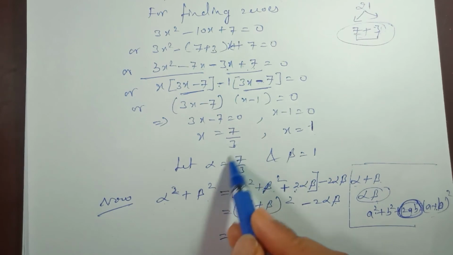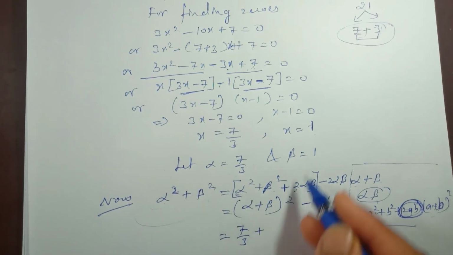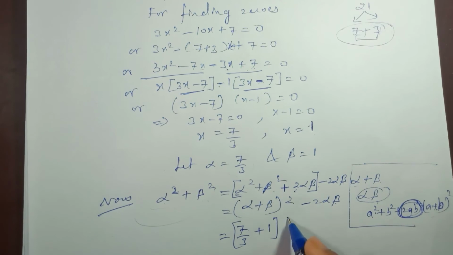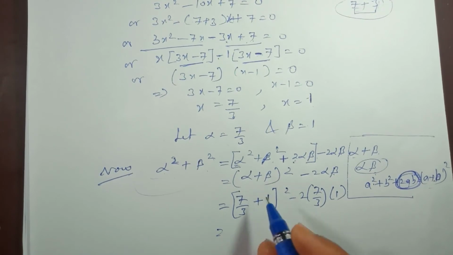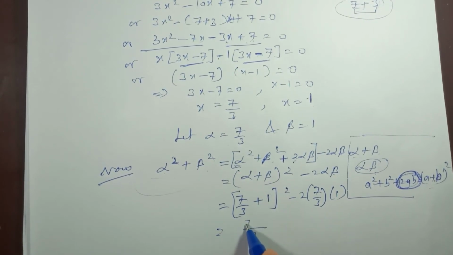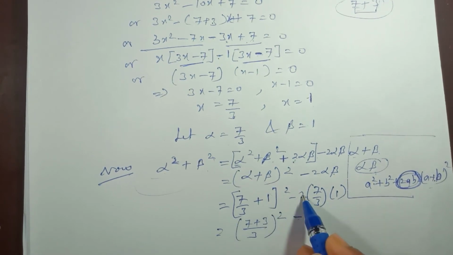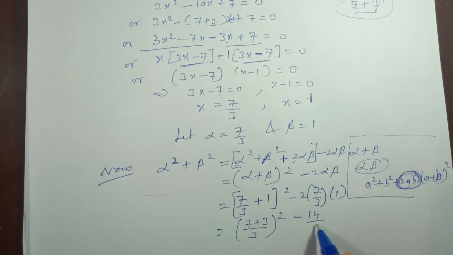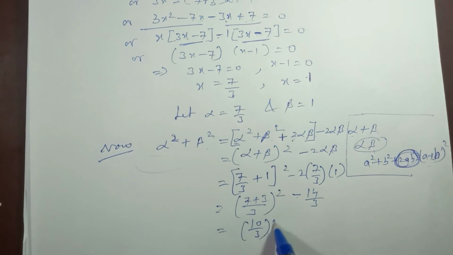Now we have the values of alpha and beta. Substituting these two values, we get (7 by 3 plus 1) whole square minus 2 into 7 by 3 into 1. Now take the LCM within the bracket: 7 plus 3 over 3. After multiplication we get 14 upon 3. So 7 plus 3 is 10 upon 3, whole square, minus 14 upon 3.